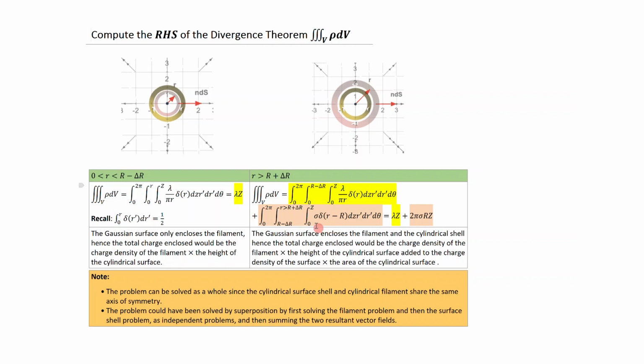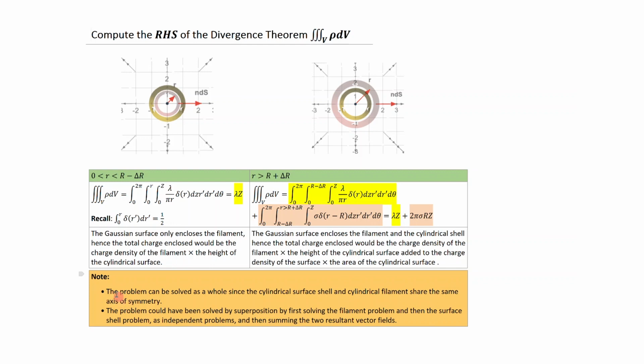This is in cylindrical coordinates: sigma times delta of r minus capital R, where capital R is just the radius of the cylindrical shell. If we integrate it, this contribution just becomes 2 pi sigma R z. So this total sum now represents the right-hand side, which is the total charge enclosed when we're considering r greater than capital R plus delta r. So this would be region 1, and this would be region 2.